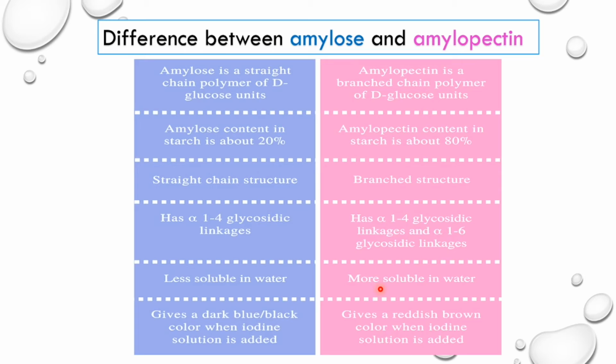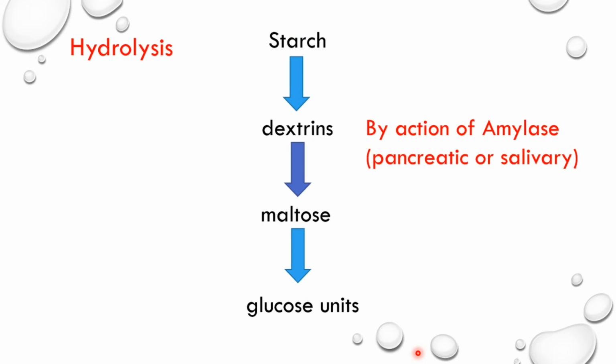Amylose is less soluble in water, and amylopectin is more soluble than amylose. Amylose gives a dark blue-black color with iodine, and amylopectin, when treated separately, gives a reddish brown color with iodine. Now hydrolysis of starch by the action of amylase: amylase present in pancreatic or salivary juice converts starch into dextrin and then to maltose and glucose units.